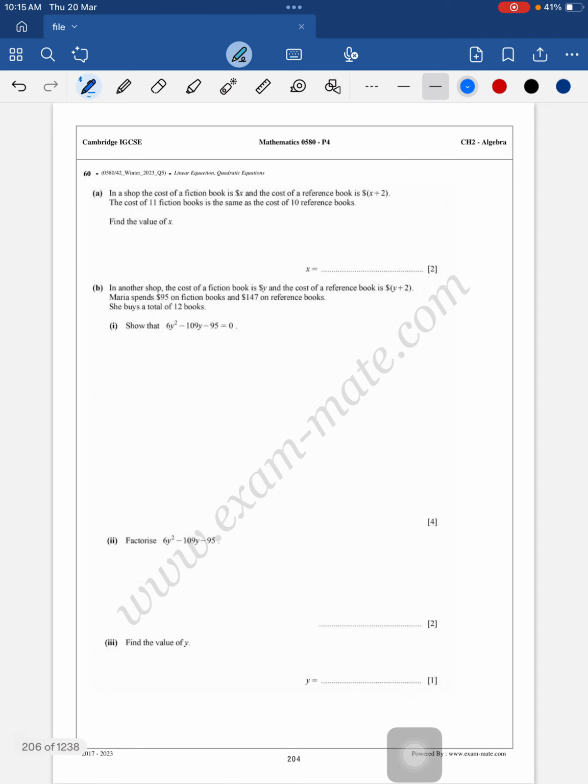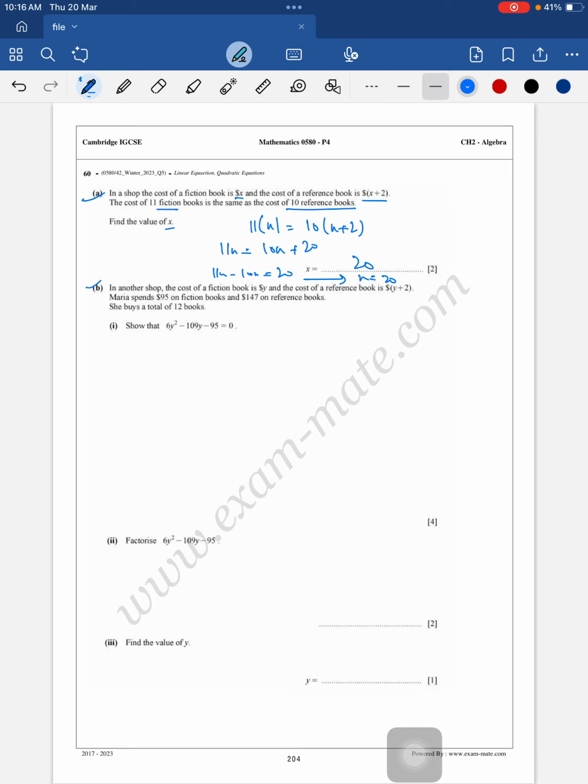Question number 16. In a shop, the cost of a fiction book is x dollars and the cost of a reference book is x plus $2. The cost of 11 fiction books is the same as the cost of 10 reference books. So 11 fiction books cost 11x, which is equal to 10 reference books costing x plus 2. Find the value of x. So 11x is equal to 10x plus 20. 11x minus 10x is equal to 20, which implies that x is equal to 20.